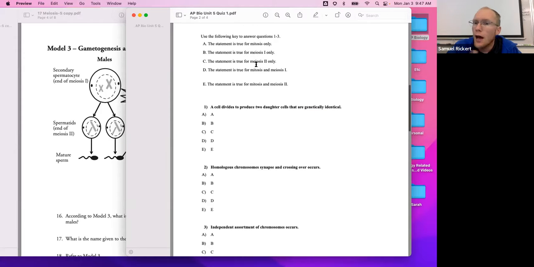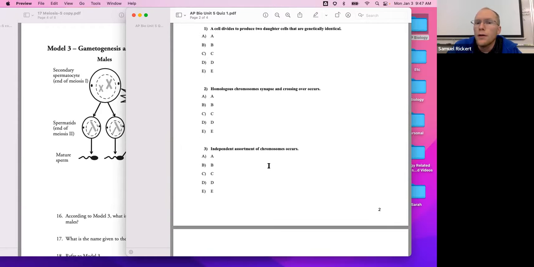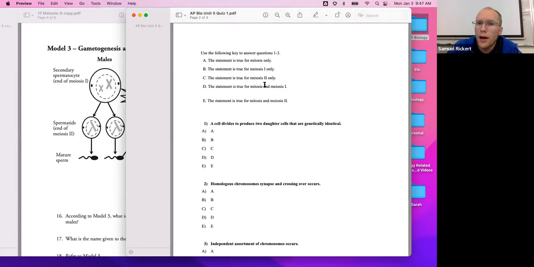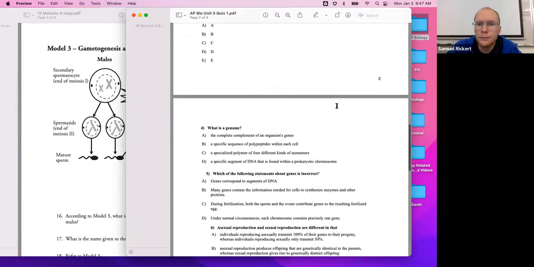Meiosis does not create genetically identical cells. Homologous chromosomes synapse and crossing over occurs. This occurs only in meiosis 1. Crossing over occurs specifically in prophase 1. Second, when does independent assortment of chromosomes occur? Well, the chromosomes actually separate out in meiosis 2.